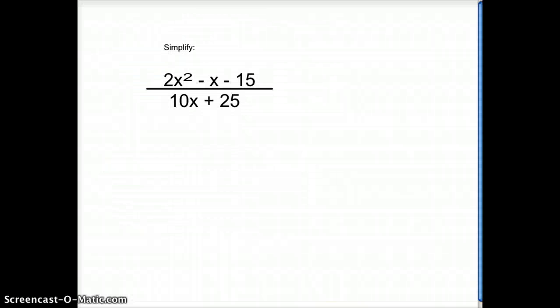All right, try this one on your own, please. See if you can get it, check it with me. So, again, I want to factor out first at the top. So I'm going to be playing around with this top. I'm going to do this Chinese method. It's going to have to be 2 and 1 to get the 2x squared, 2x and 1x. And then for this negative 15, I'll try 5 and 3.